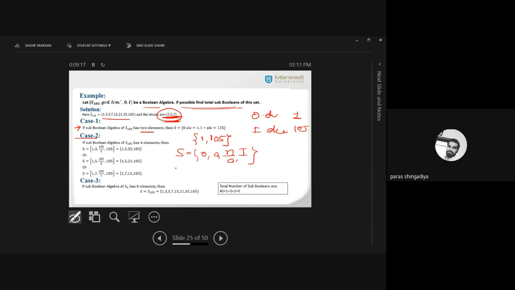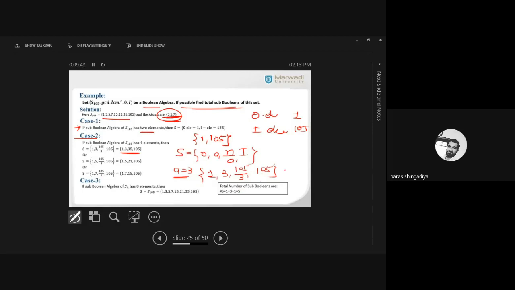Clear? So let's put A equal to 3. So we'll get here the 0 element is 1. A is 3, n by A, n is 105, divided by 3, and I means 105. To simplify it, we'll get 1, 3, 35 and 105. 105 by 3 means 35.